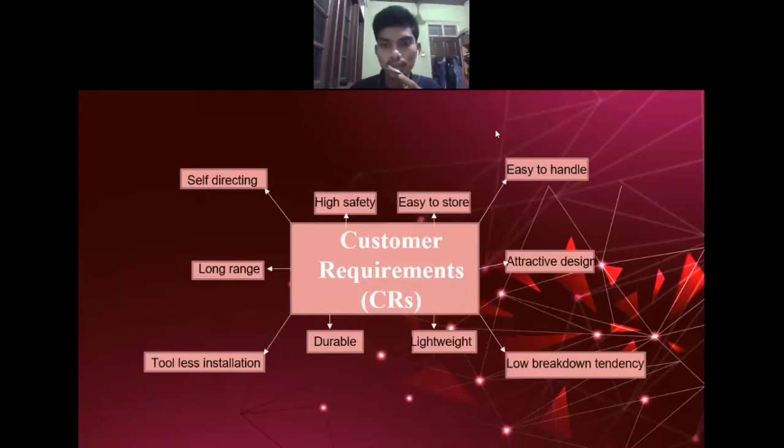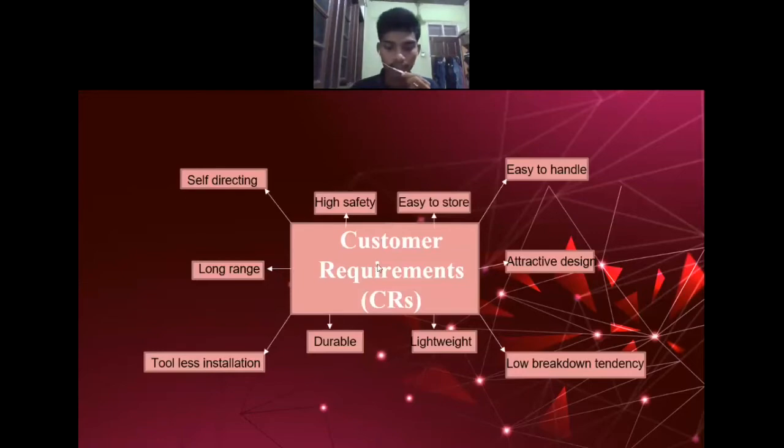My name is Muhammad Ramli. Today I want to present about the customer requirements, CR, engineering characteristics, and the house of quality, HOQ. We got the customer requirements from the Google Form, which are self-directing, high safety, easy to store, easy to handle, attractive design, low breakdown tendency, lightweight, durable, and less installation and long range.